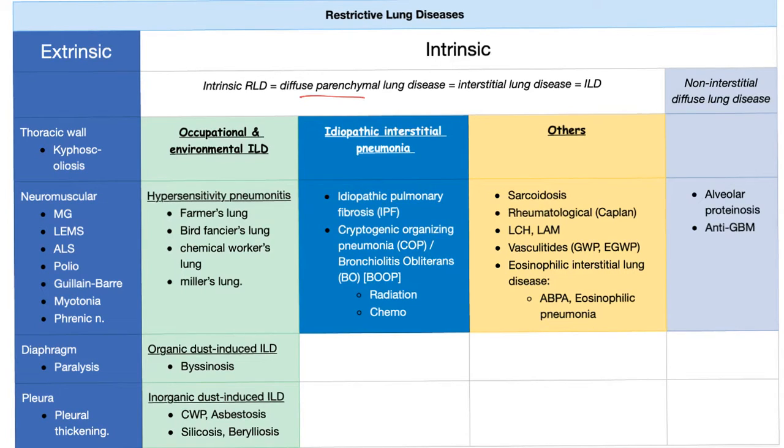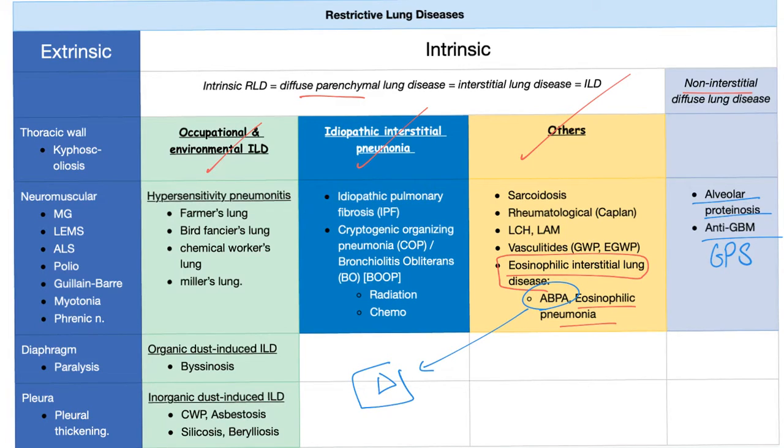Restrictive lung diseases, extrinsic and intrinsic. Intrinsic is diffuse parenchymal or non-parenchymal. Diffuse parenchymal, we have talked about all of them, baby, except the eosinophilic interstitial lung disease, such as eosinophilic pneumonia, but we have talked about allergic bronchopulmonary aspergillosis in a previous video in this playlist called Pulmonology, and we'll talk about alveolar proteinosis and anti-glomerular basement membrane antibody, also known as Goodpasture syndrome.